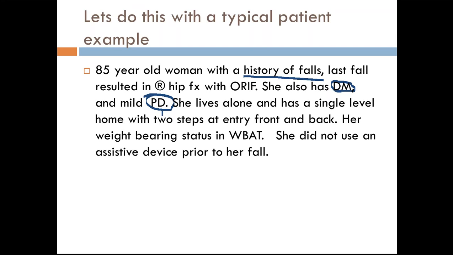Pretty typical, would you say? We see a lot of that, a little bit of that, a little bit of this. That's why they come to us, right? Because they have all these multiple levels and comorbidities.